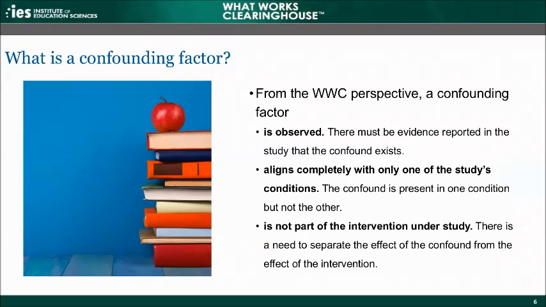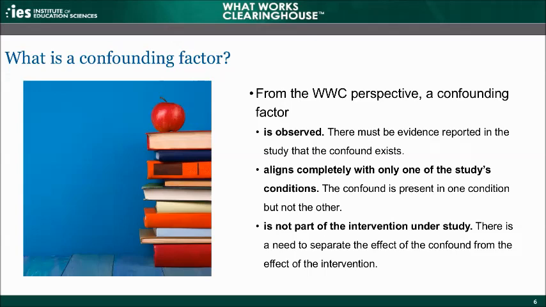We begin by defining the three characteristics of a confounding factor. Throughout this webinar, we will repeatedly use these three characteristics to identify confounds in studies that use RCT and QED designs. Therefore, it is important to pay close attention to the definition. From the WWC perspective, a confounding factor is, first of all, observed, meaning there must be evidence reported in the study that the confound exists. And this relates to the last point I made earlier.